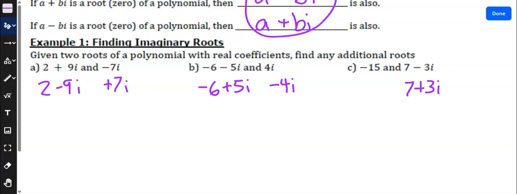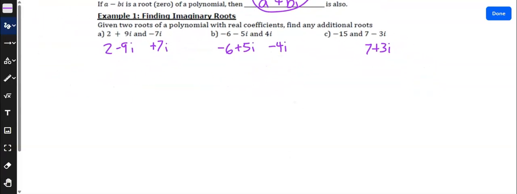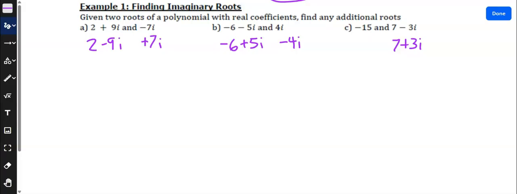So remember, don't just start slapping negatives and changing signs on things that don't get it. You must understand whether it's an irrational solution or an imaginary solution in order to use those theorems. Don't just do whatever you feel like doing.